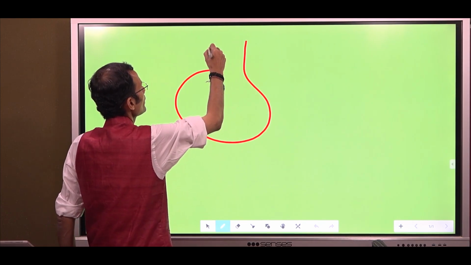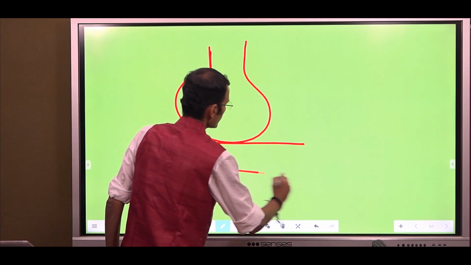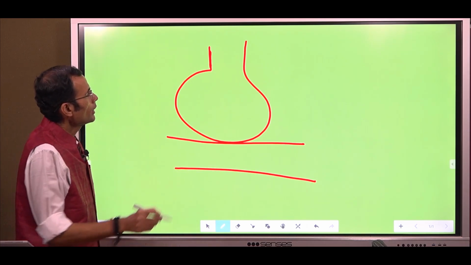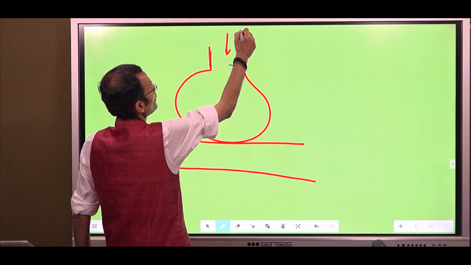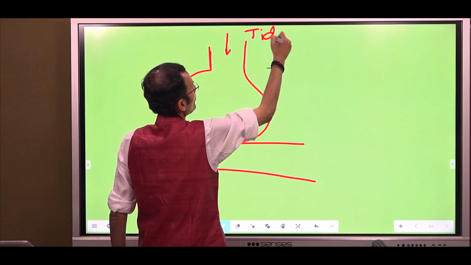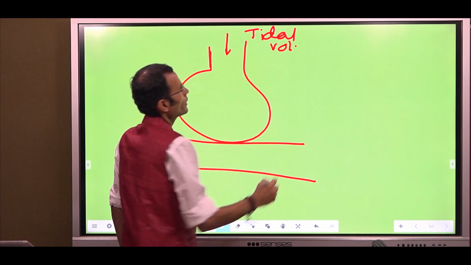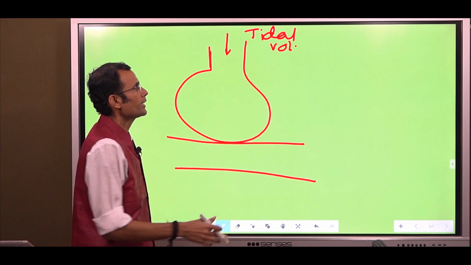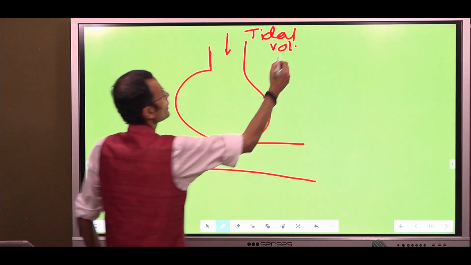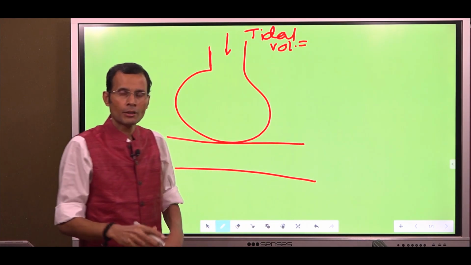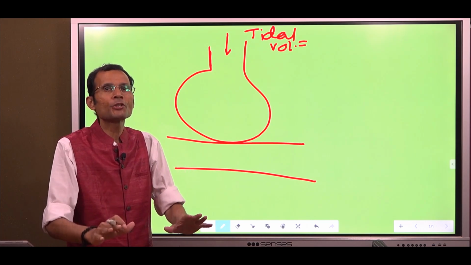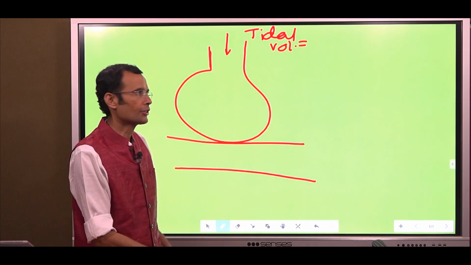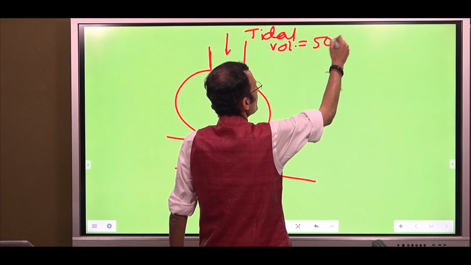Here is the alveolus. Here is the pulmonary blood vessel. We inspire tidal volume, the amount of air that we breathe in or breathe out with each quiet breath. That's tidal volume, and it is roughly about 500 ml. I'm not talking about the MCQ right now. I'm just giving you a background of all this discussion. So let's say this is 500 ml.